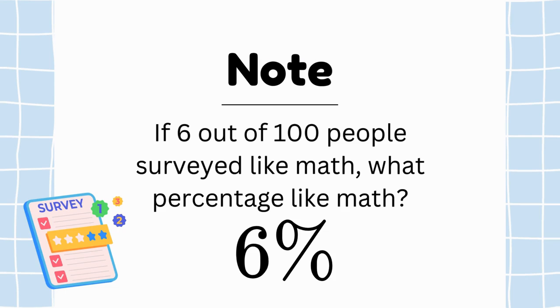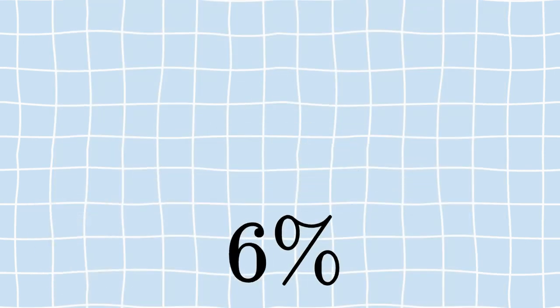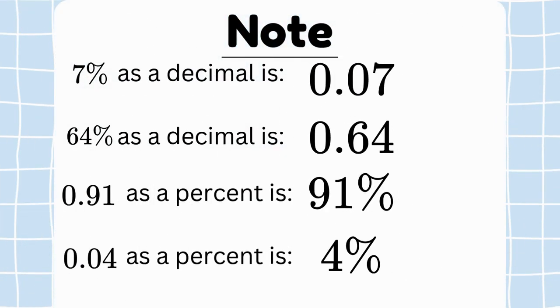If 6 out of 100 people surveyed like math, what percentage like math? That's going to have to be 6%. How could we rewrite some of these percents as decimals or decimals as percents? 7% would be the same as 0.07 or 64% as 0.64, whereas 0.91 would represent 91% and 0.04 would represent 4%.